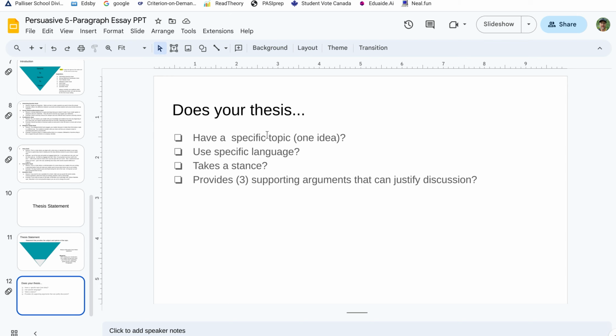So honesty is an important theme in Agatha Christie's novel. That is specific. They know I'm going to talk about honesty. Saying there are many important ideas in Agatha Christie's novel, that's too vague. I want to use specific language. I want to take a stance. If I'm writing a persuasive essay, I want to take a stance.